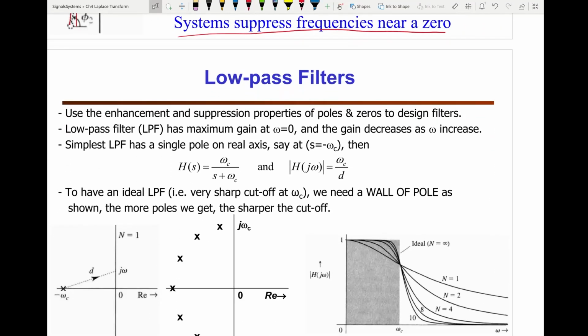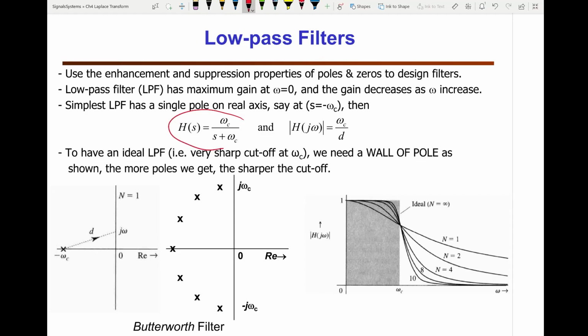Let's look at the simple low-pass filter. You have this transfer function, and if I want to find the magnitude, it will be a constant, whatever it is, it could be 100 or 20, divided by the distance from the pole to the frequency of interest. So if I have this system, it has a pole at minus omega c, which is this one. If I want to plot the magnitude, when it's DC, that distance d is just omega c. So that will be omega c over omega c, that's 1.